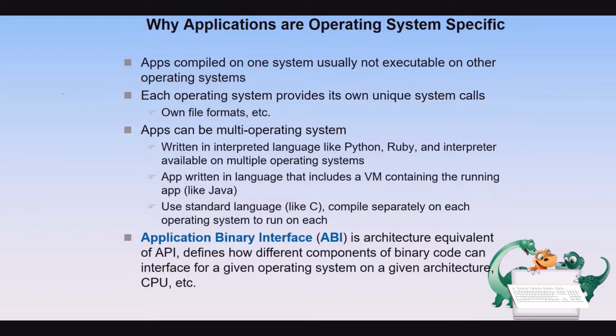So we have what you call an application binary interface, or ABI. This is an architecture equivalent of an API. So it defines how different components of binary code can interface for a given operating system on a given architecture, CPU, etc. All right.